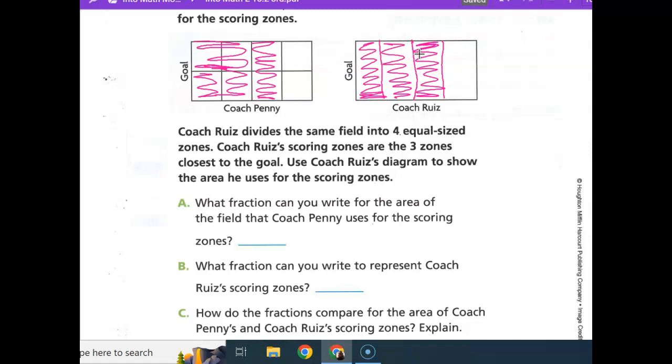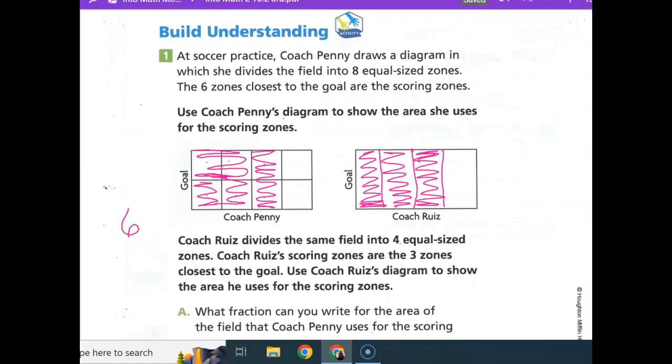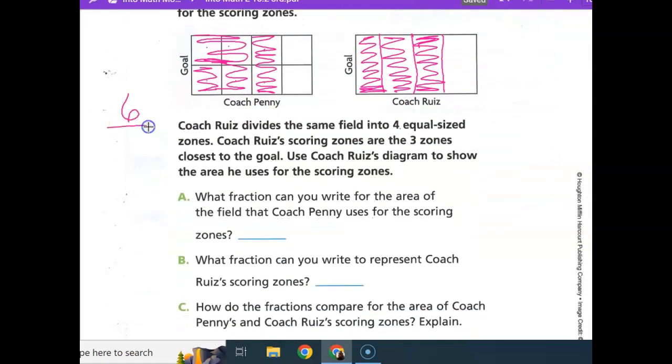So what fraction can you write for the area of the field that Coach Penny uses for the goal? So let's count Coach Penny's squares. 1, 2, 3, 4, 5, 6. So she uses 6 pieces. And how many did it say she divided her field into? 8 equal pieces. So we know that the bottom is always the number of parts and the top is the number that's being counted. So Coach Penny uses 6/8.